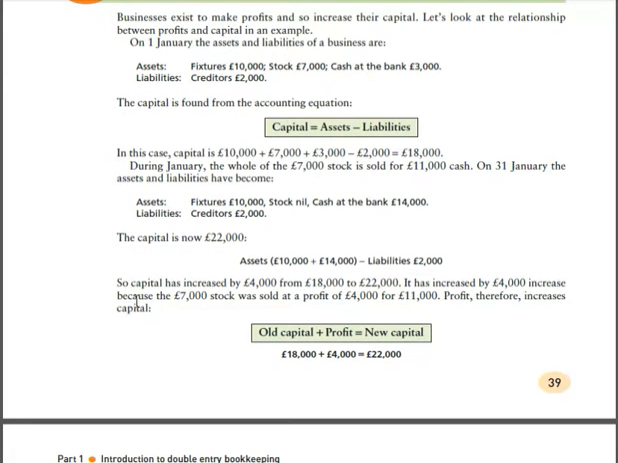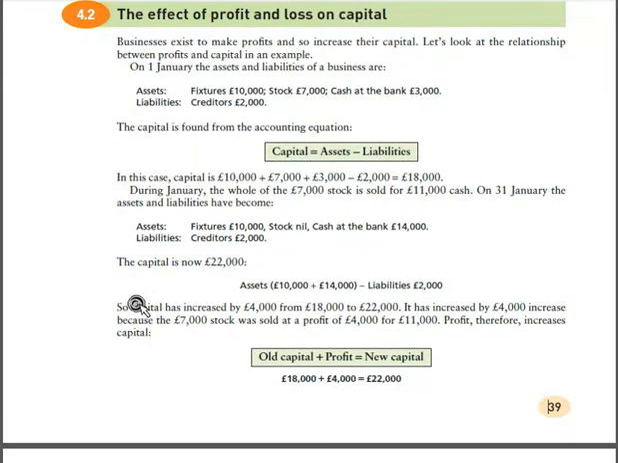So, if we were to find the actual profit based on just the differences of the capital at the beginning of the month and end of the month, the formula for that would be old capital plus profit equals new capital. We could rearrange this formula, and to find the profit, we could subtract the old capital from the new capital, which would be 22,000 minus 18,000, which would result in a profit of 4,000.